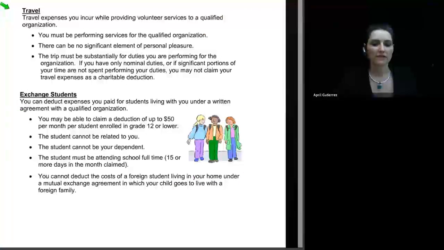Travel. Travel expenses you incur while providing volunteer services to a qualified organization can be deductible. You must be performing services for the organization, and it must be a qualified organization. There can be no significant element of personal pleasure, and the trip must be substantially for duties you are performing for the organization. If you have only nominal duties, or if specific portions of your time are not spent performing your duties, you can't claim the cost.